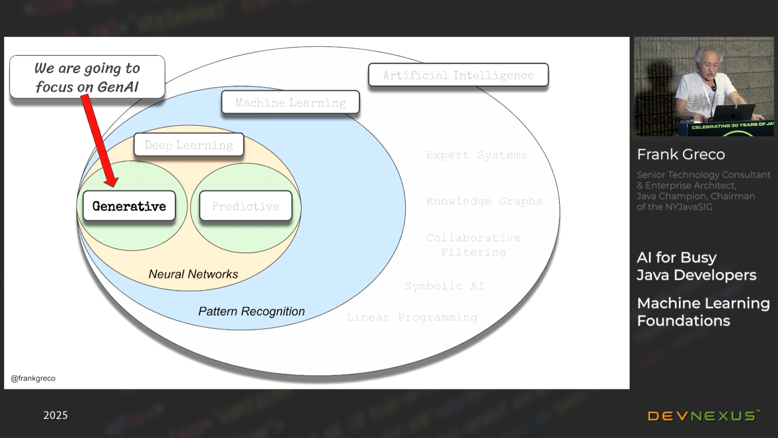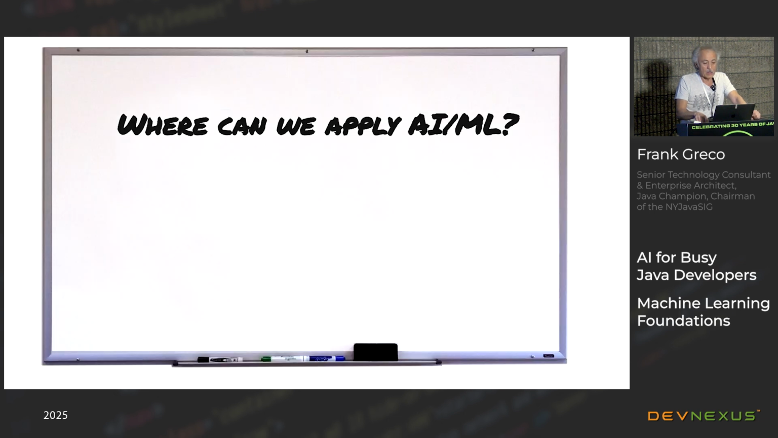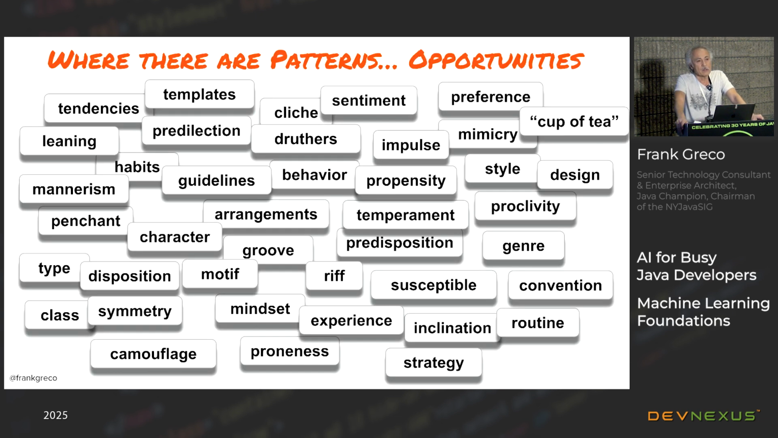But we're going to focus on Gen AI since, of course, that's the hot topic, and that's what is getting everyone excited. So where can I apply this stuff? So one day I took a thesaurus, and said, let me look up words that have patterns in their meaning. And I was kind of shocked how many words represent patterns.